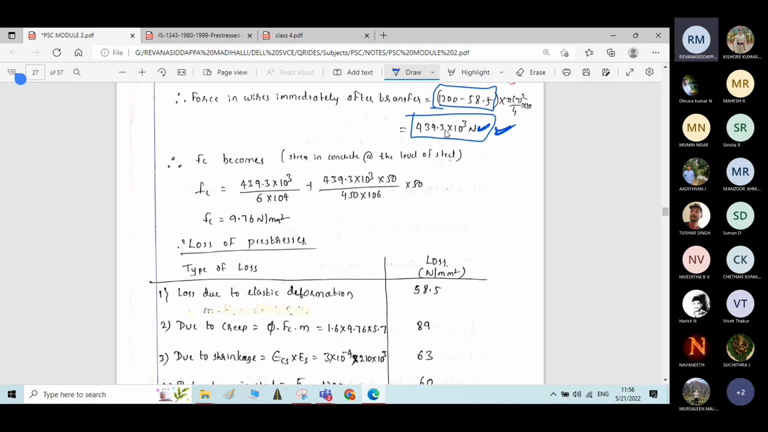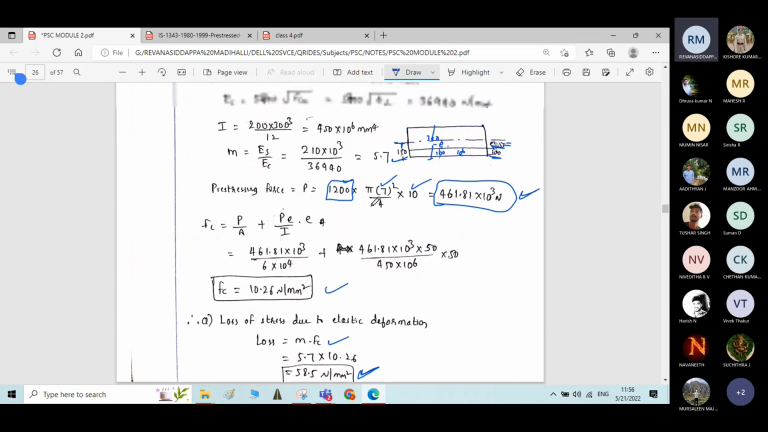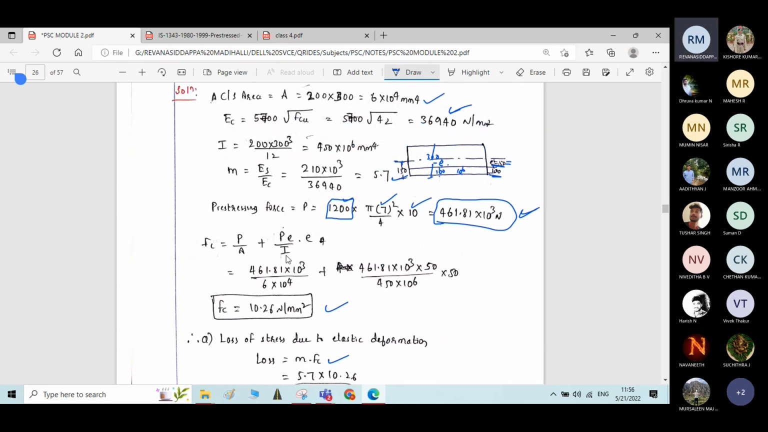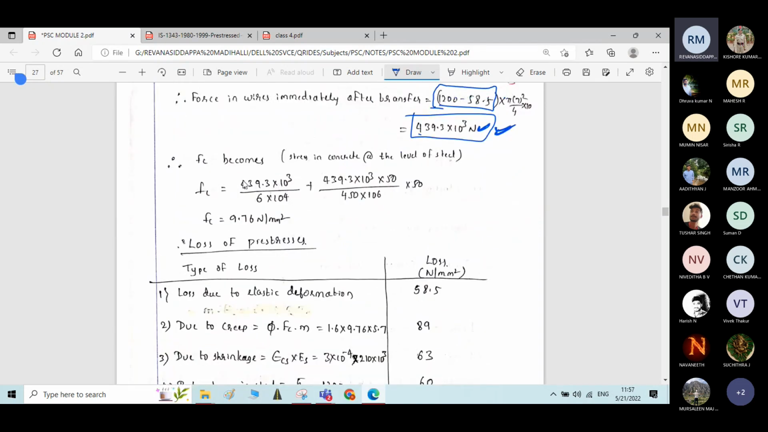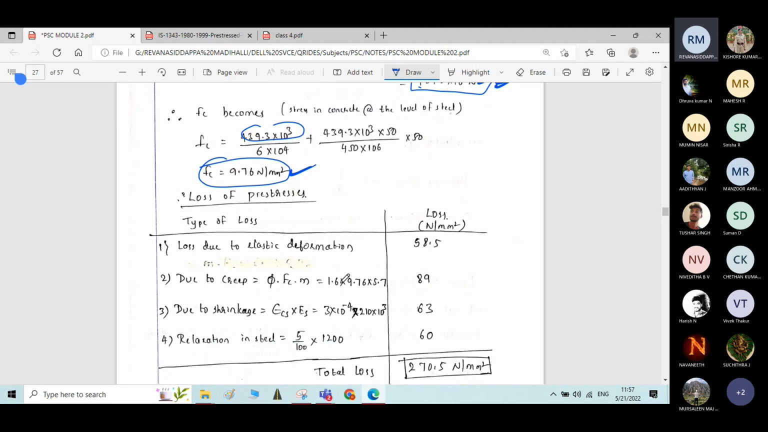When you assume this 439.3 into 10 power 3 Newton as the initial pre-stressing force, then the FC value will change. In place of 461.81, 439.3 into 10 power 3 will come. So this is the modified value of FC. For future calculations, this FC value is taken to calculate the remaining losses.